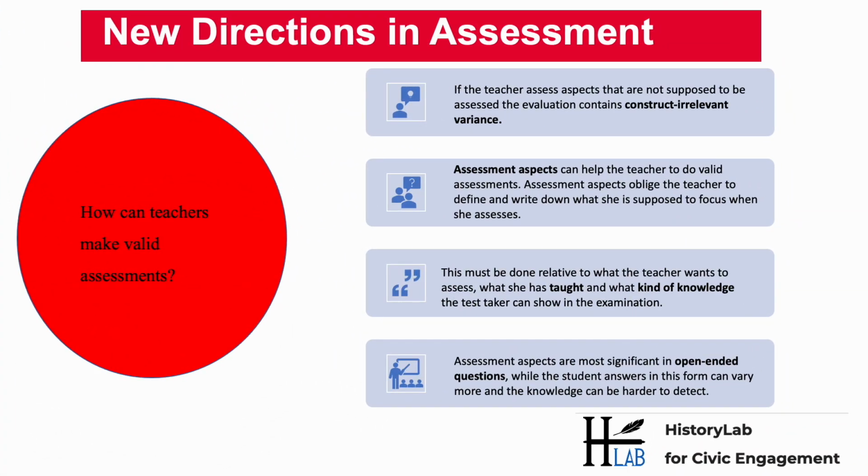If a teacher assesses aspects that are not supposed to be assessed, the evaluation contains so-called construct irrelevant variance. This is not good, and two things can counteract this. The first is to carefully plan and stage phase 1 and 2, that is, what to assess and how to make this possible. In the third phase, the assessment aspects can help the teacher to make actual valid assessments. Assessment aspects oblige the teacher to define and write down what she is supposed to focus on when she assesses.